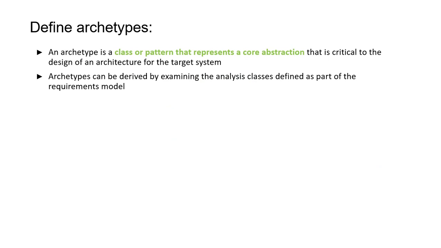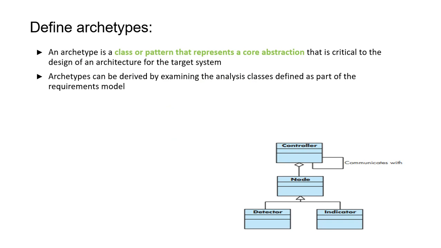Architecture can be derived by examining the analysis classes defined as part of the requirements. See, here we will have the controller, and we will have the node that is connected between the detector and the indicator, and it will communicate through the node. That means the indicator will show and the detector will find out, and it will be connected to the node, and then the node in turn will give the information to the controller. At any time these nodes can be disposed, disconnected or connected by making use of the communication between the node and the controller.